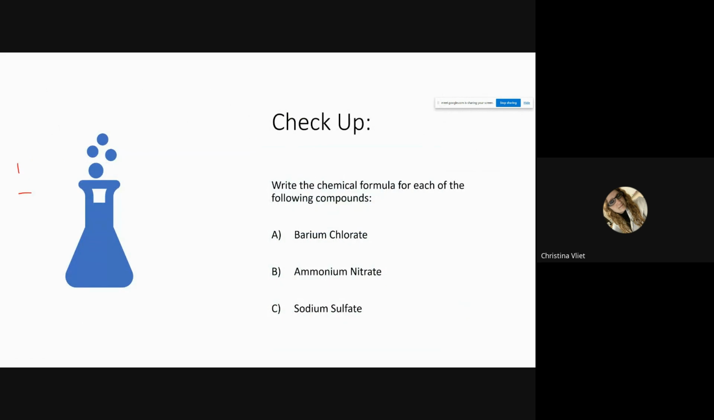All right, check up. Write the chemical formula for each of the following compounds. You have not memorized the polyatomic ions, and you don't have to yet, but you should start working on it. Go ahead and write the chemical formula.